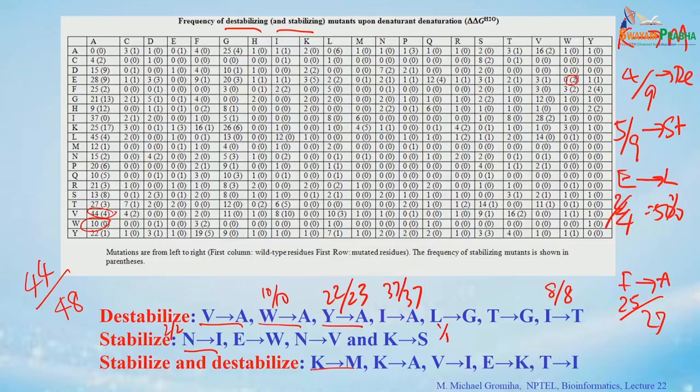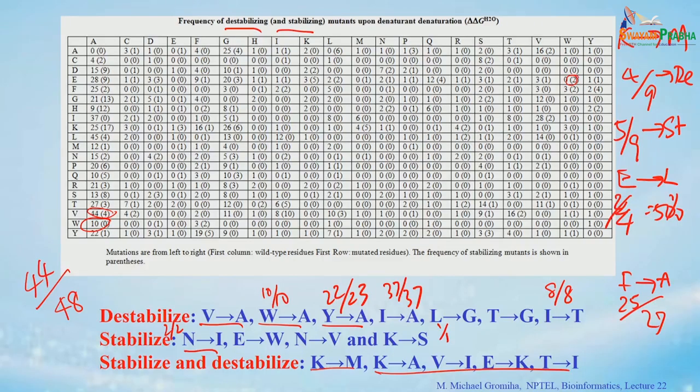So if you use the average assignment method, you can see many mutants are destabilizing. For example, if you have a new mutation, valine to alanine, you can assign that it is destabilizing. Or if you find a mutation, asparagine to isoleucine, you can easily say that it will stabilize. On the other hand, in some cases, for example V2I, E2K, what is V2I? This has 8 by 18 and 10 by 18.